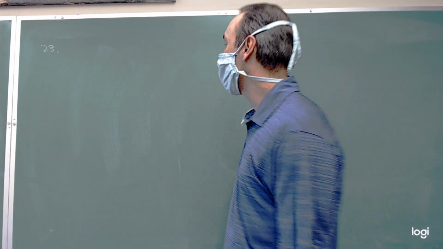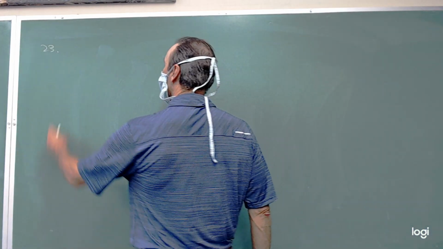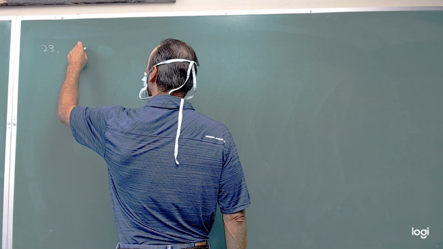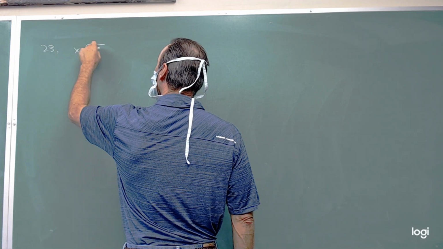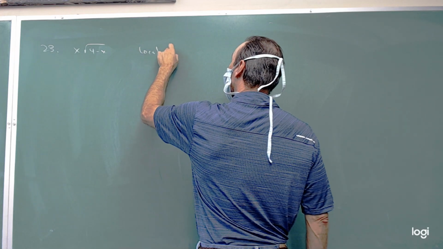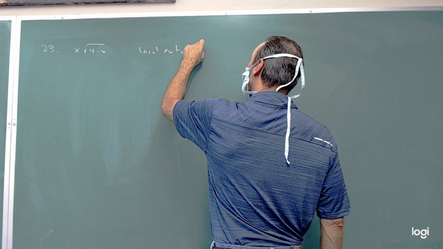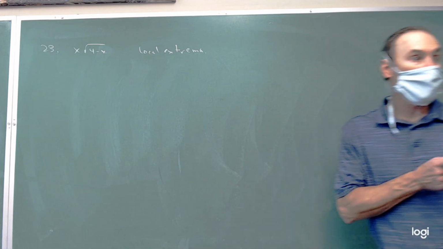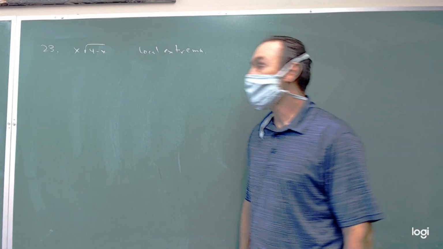Yes, on number 23, you're given the problem x times the square root of 4 minus x, and you're just asked to find the local extremum. I just wasn't sure how to do it. So be careful here with your domain, because you can go chasing stuff.